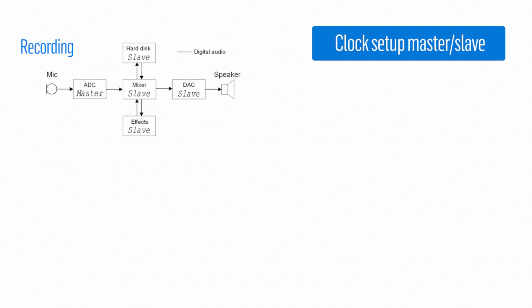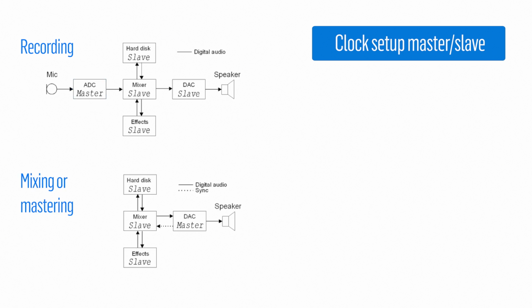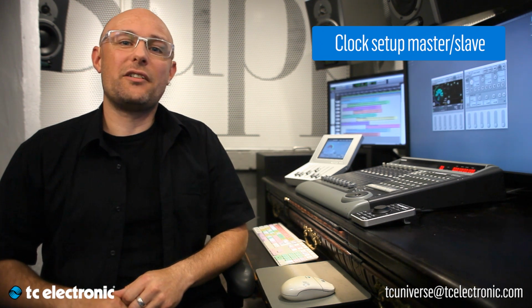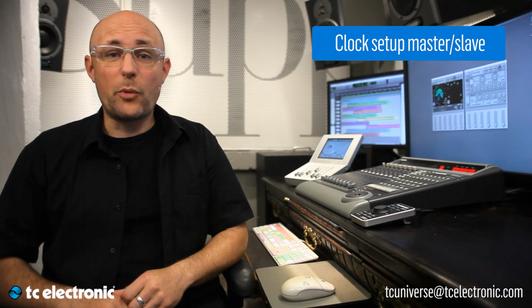This means that in a recording situation, I would set my A to D converter to be the clock master, and in a mixing or mastering situation, I would set the D to A converter to be the clock master. But with Clarity X, you get jitter rejection to a level where there's basically no difference between internal and external sync. So now you don't have to worry about your monitoring system, but only about your recording path.